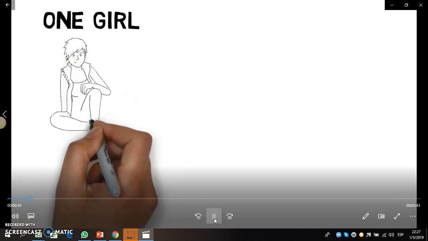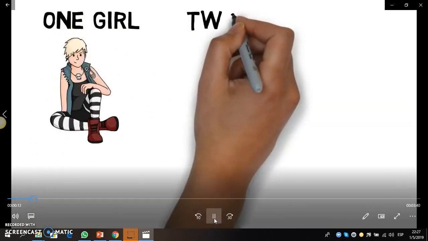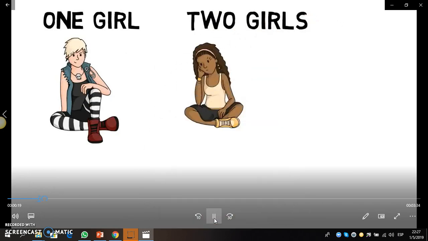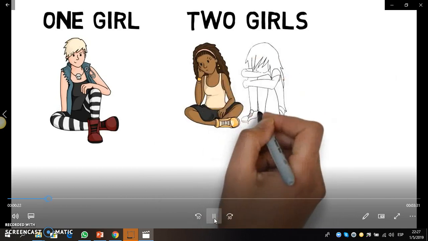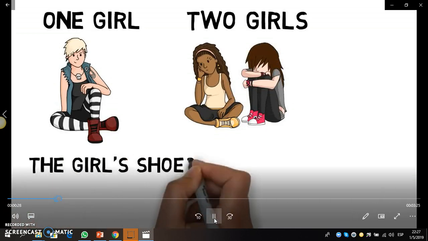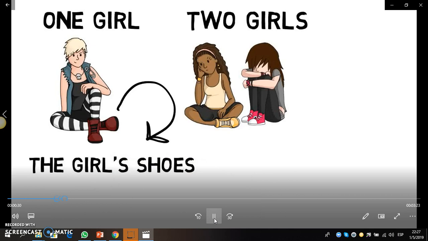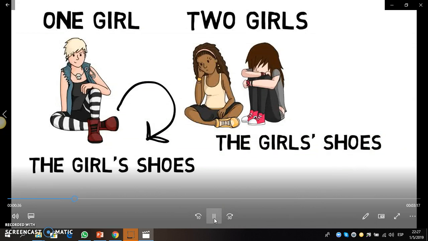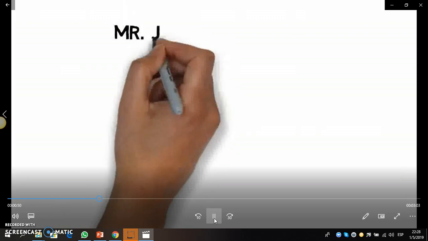One girl. Two girls. Here we have the singular and the plural. Notice the possessive in these cases. The girl's shoes refers to this girl. Girl is in the singular. The girls' shoes refers to these girls' shoes. The girl's, apostrophe s, only one. The girls' apostrophe only when the noun is in the plural with s.